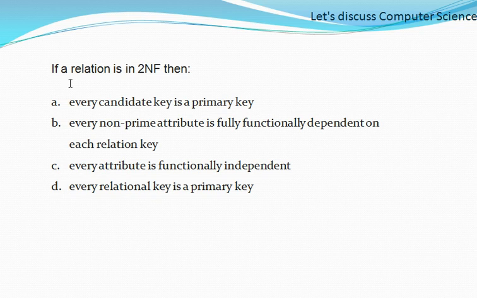And every attribute is fully functionally independent: not the right answer. Why? Because if every attribute is independent, we can't define any functional dependency. And next, every relational key is a primary key. It is not relevant. So the answer is B: every non-prime attribute is fully functionally dependent on each relation key. Next one.